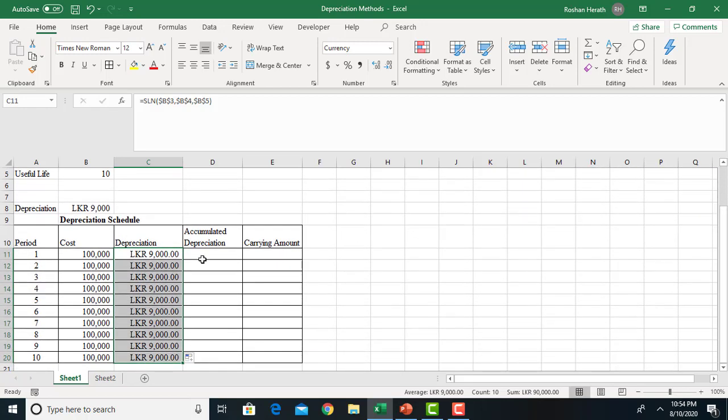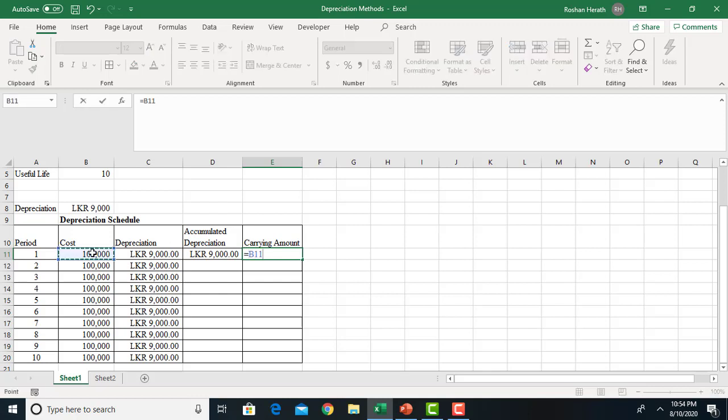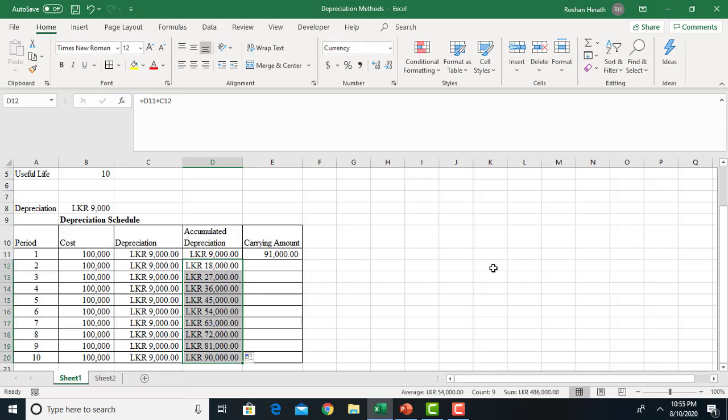Then you can get the accumulated depreciation. So at the end of the first year, it is equal to the depreciation, and thereby the carrying amount. You can simply take cost minus the accumulated depreciation, which would give you the carrying amount. Then when it comes to the second year, the accumulated depreciation is going to be the accumulated depreciation in the previous period plus the depreciation for the relevant period. So it's 18,000. Then you may simply take them down. Then the carrying amount, you would do the same.